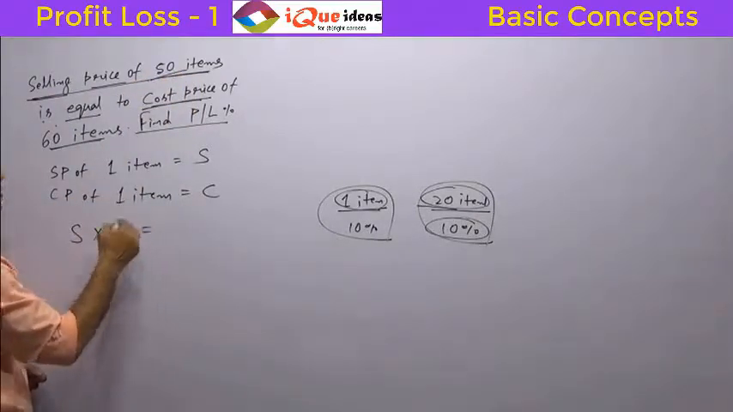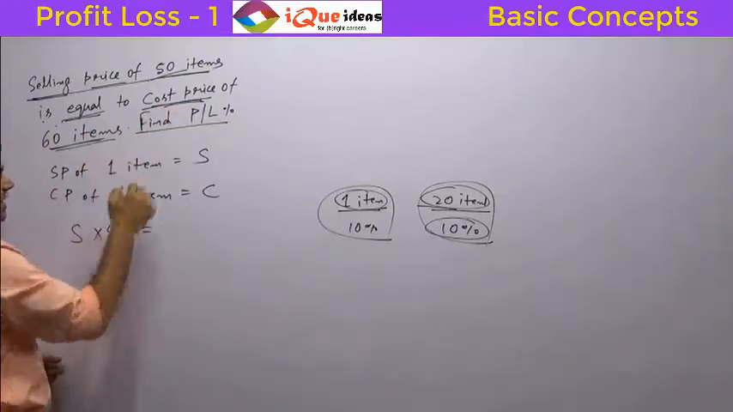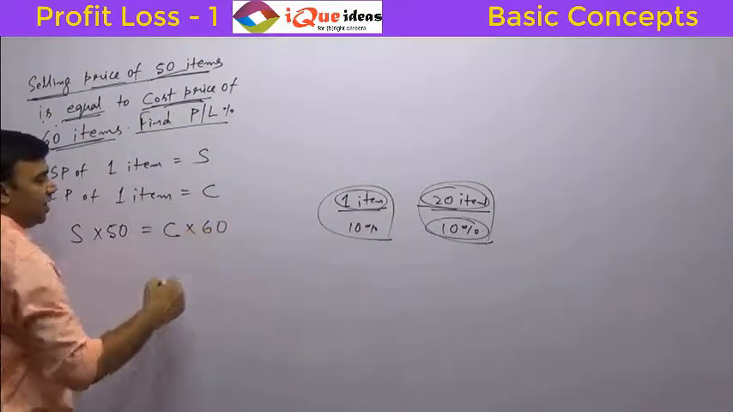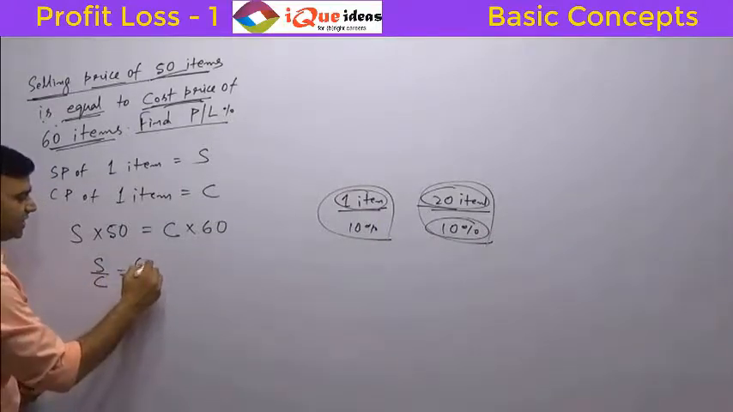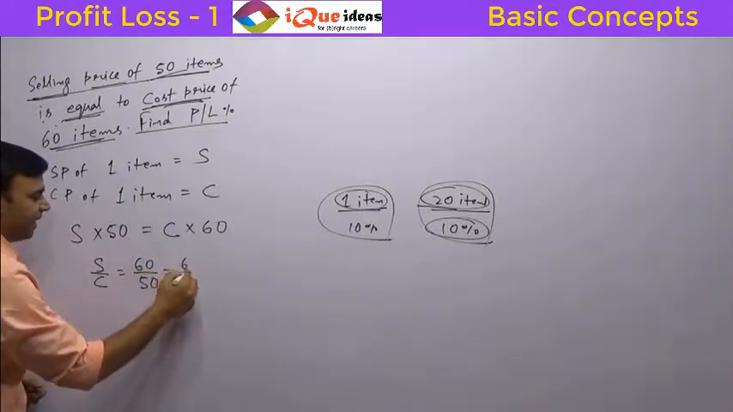This value should be equal to the cost price of 60 items. So it is C into 60. Now what do you get from here? From here you get S by C equal to 60 by 50, which is 6 by 5.